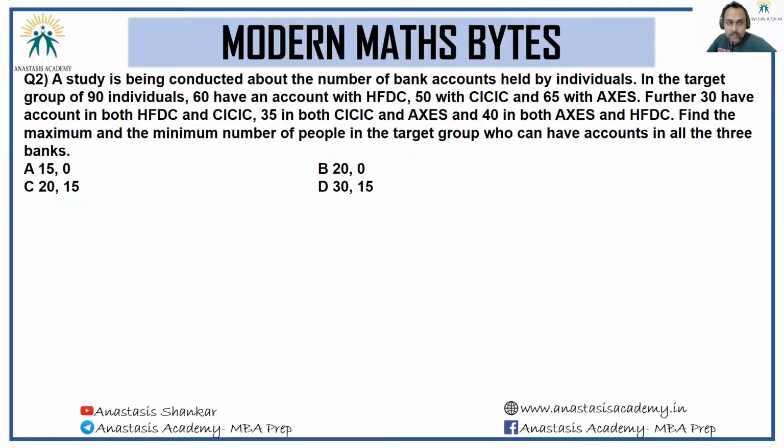Next, a study is being conducted about the number of bank accounts held by individuals. In the target group of 90 individuals, 20 have an account with HDFC, 50 with ICICI, and 65 with Axis. Further, 30 have accounts in both HDFC and ICICI, and 35 in both ICICI and Axis. Find the maximum and minimum number of people in the target group who can have accounts in all the 3 banks. So this is an example of a constrained maxima minima. Let me go ahead and create the Venn diagram.